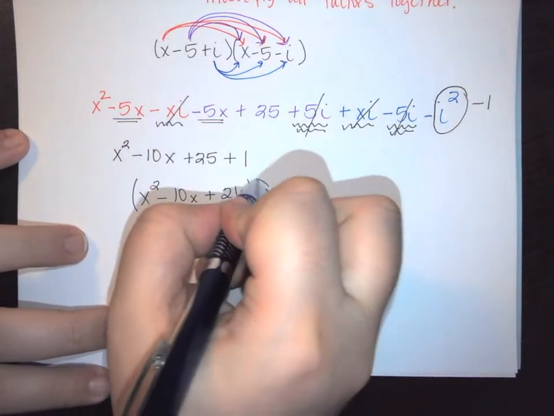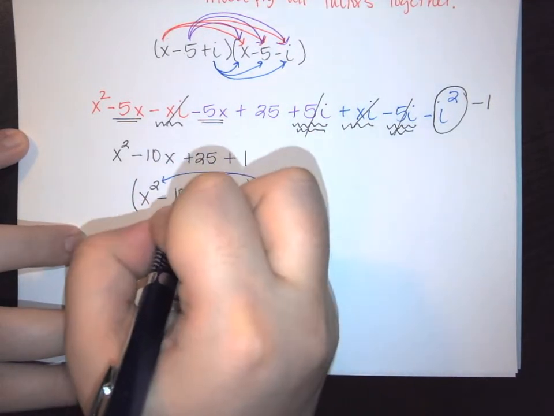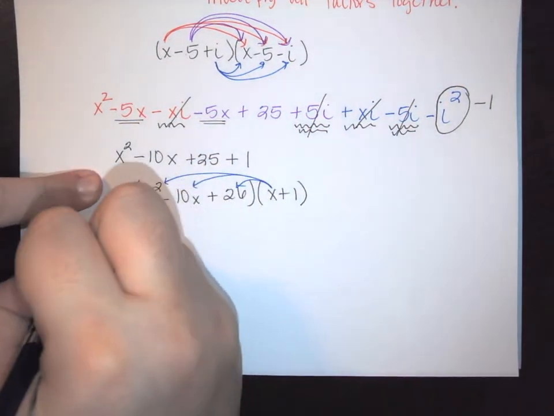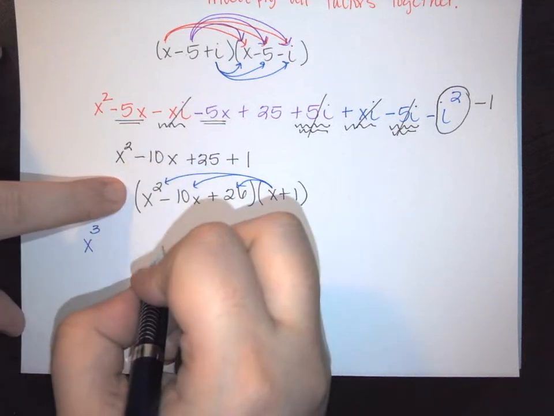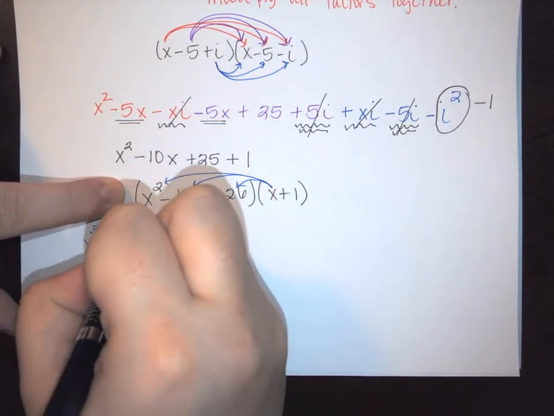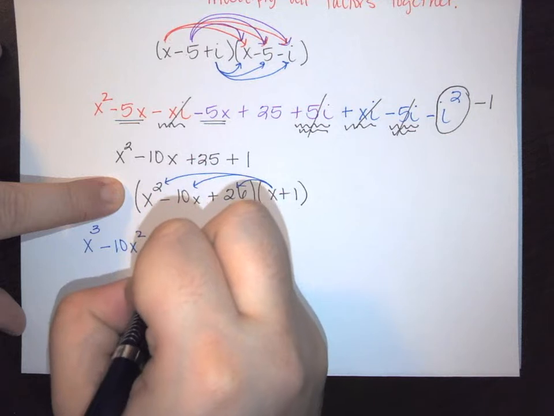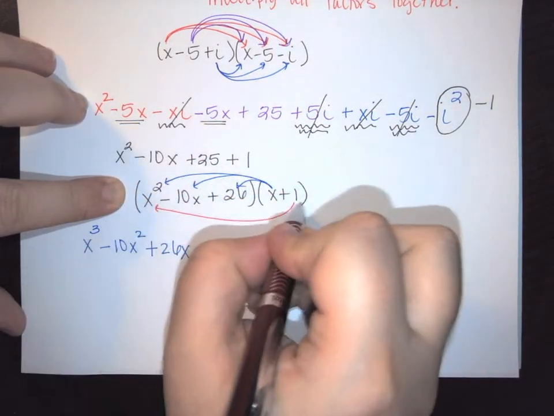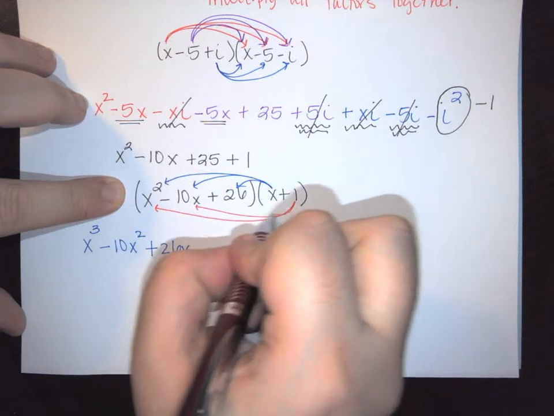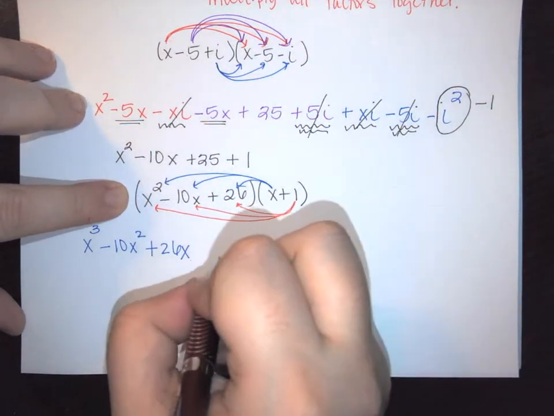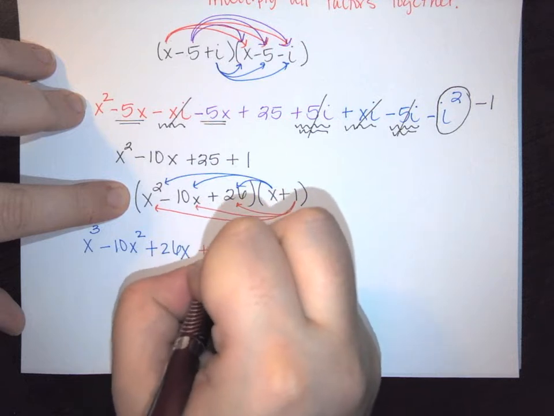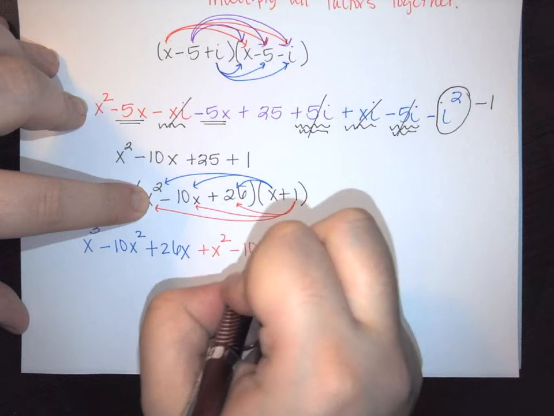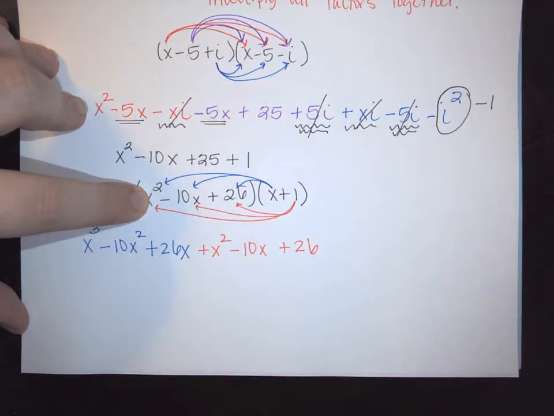We're going to take the x into your factor. So here this is going to end up being x cubed minus 10x squared plus 26x. And then we're going to take the 1 and we're going to bring this into the entire factor. So this is going to have plus x squared minus 10x plus 26.